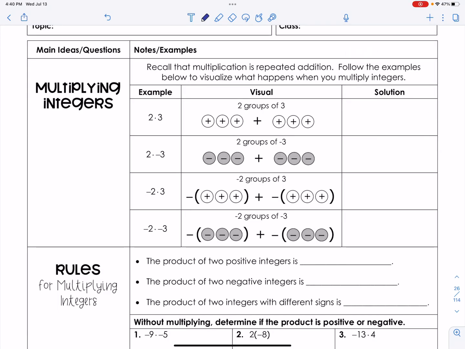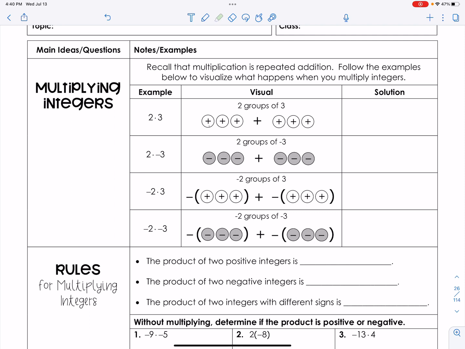All right, so we're going to talk about multiplying right now. Multiplying integers, positive and negative, is kind of like adding and subtracting, where it's a lot of the things that you already know. It's not going to be too hard, but we're going to do a lot of practice with this. Okay, so you have 2 times 3.